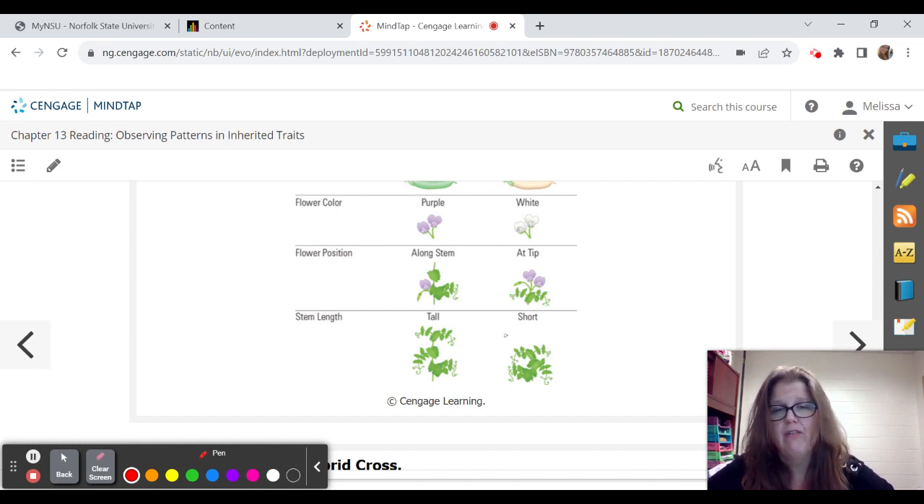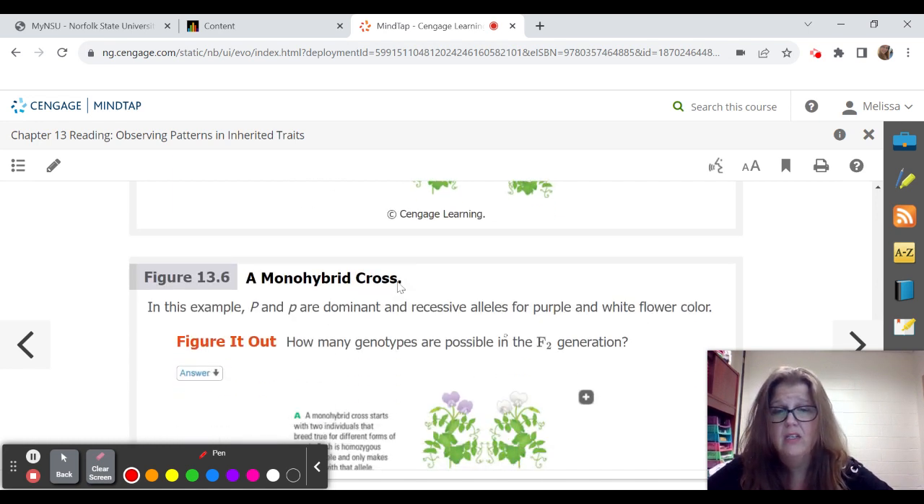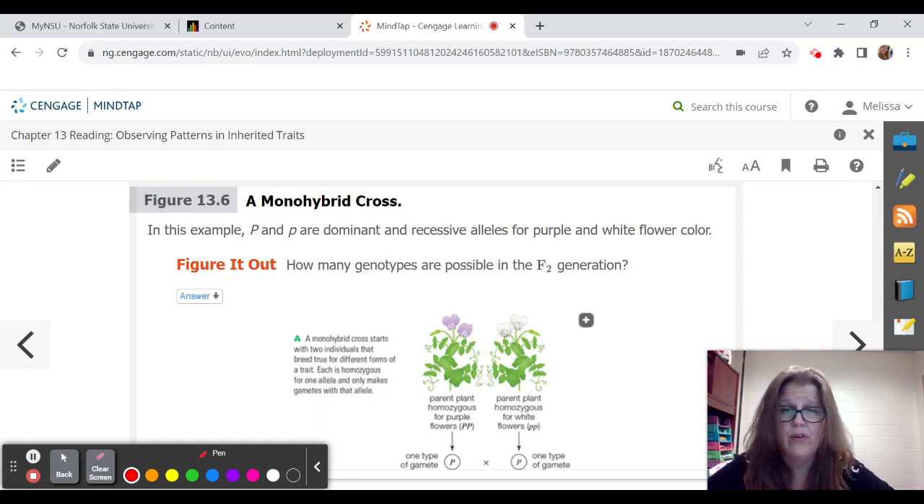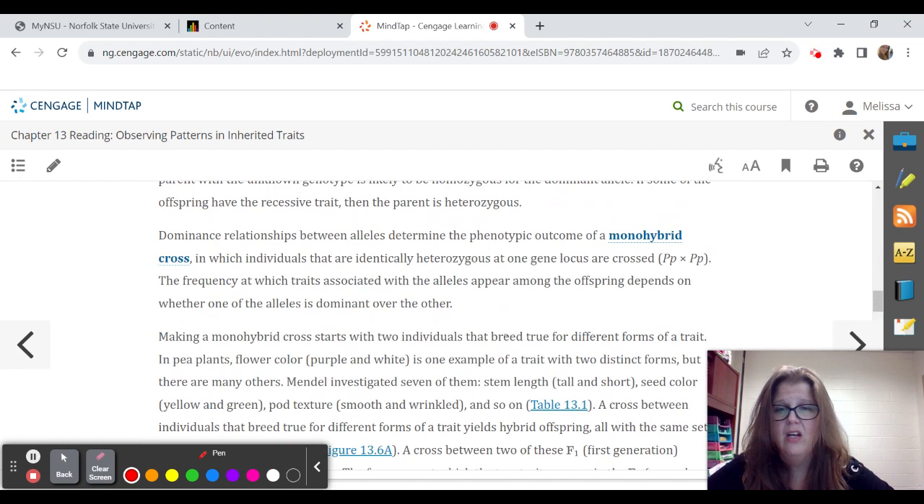So in order to figure out that the flower position along the stem was dominant at the tip, he would have crossed these together to see what the results were, and crossed them again and made more and more observations, based on his observations and recorded data, and repeating the results over and over again. I got a little distracted there.